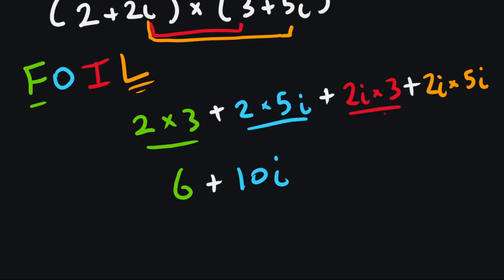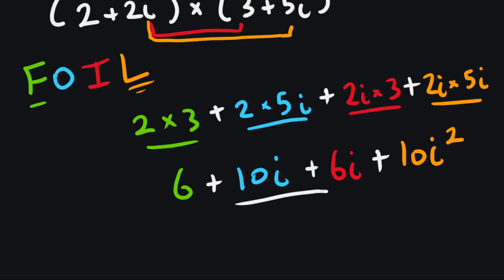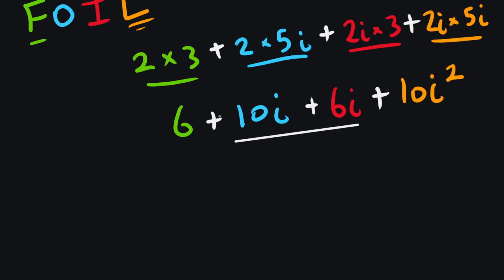What is 2i times 3? That is 6i. So plus 6i. And what is 2i times 5i? So what's 2 times 5? That is 10. And what's i times i? That is i squared. Good, so let's go ahead and combine like terms. We have 10i and 6i. So 10i plus 6i is 16i, so let's just rewrite all this. 6 plus 16i, and then plus 10i squared.